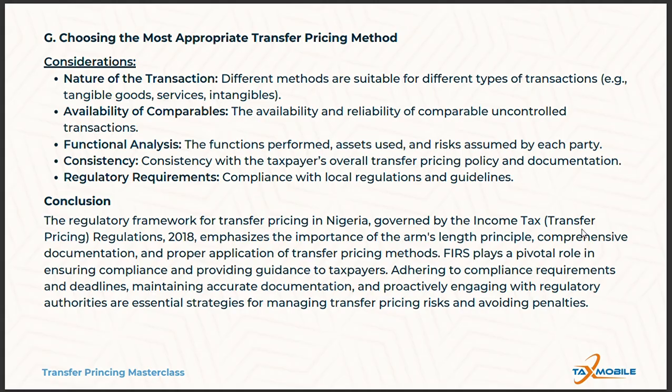Now, the second thing to look at after looking at the nature of the transaction, just like we have used for commodity or for oil, in the oil and gas sector, is the availability of comparables. The availability and reliability of comparable uncontrolled transactions are critical factors in determining the transfer pricing method. Some methods like CUP and RPM, which is the resale price method, rely heavily on the availability of comparable data.